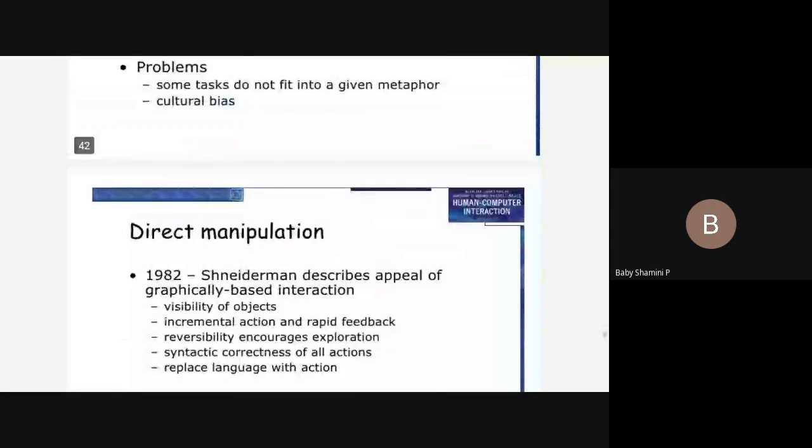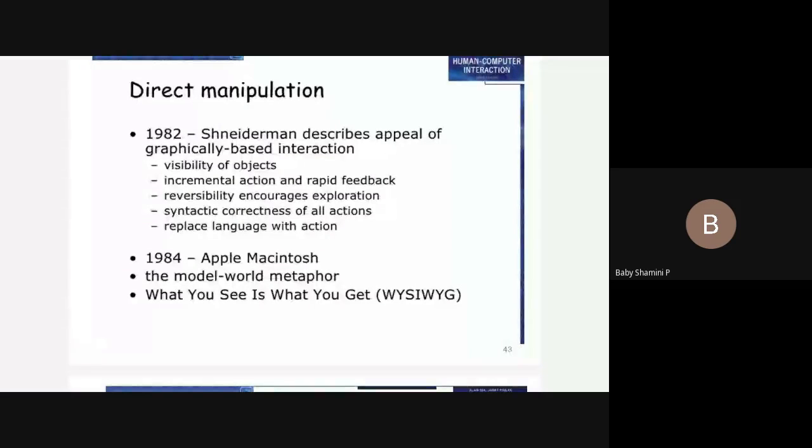Next one is direct manipulation. What is direct manipulation? Rapid feedback is just one feature of the interaction technique. So for rapid feedback, we can say: on all actions, visibility of the object, reversibility of all actions, syntactic correctness of all actions, replacement of complex command language, like that.